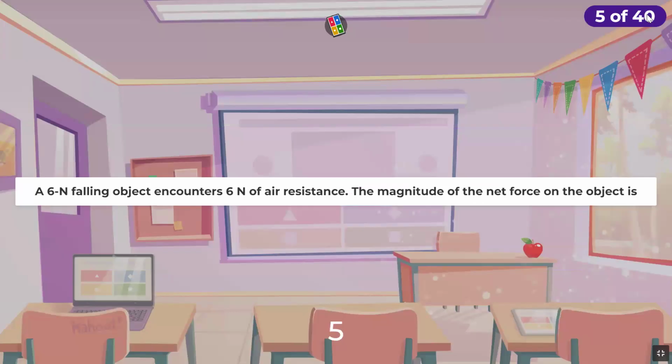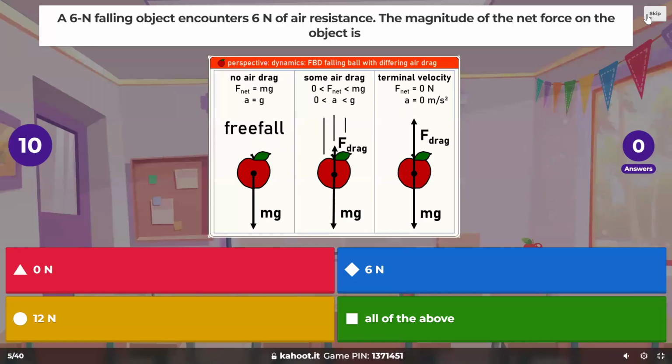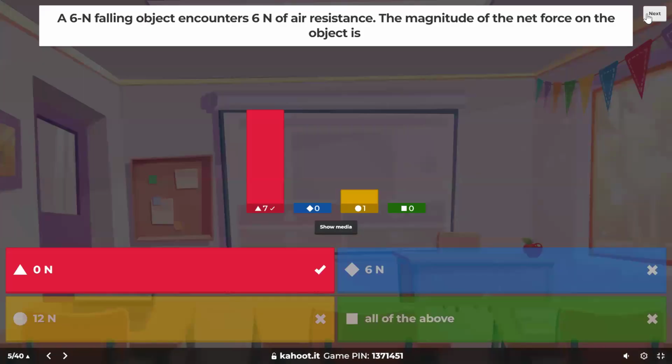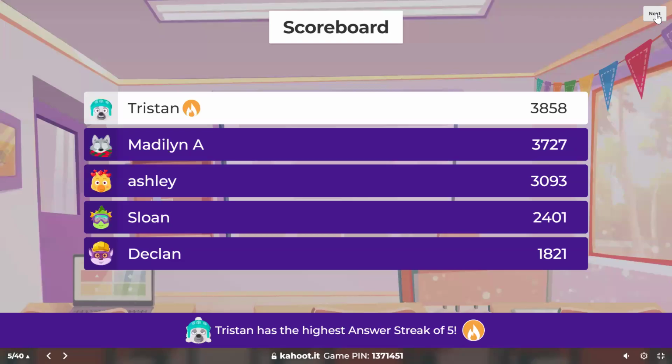Oh, there it is. A 6 newton falling object encounters 6 newtons of air resistance. The net force is 0 newtons. And that would be a terminal velocity scenario, right? It's moving, maybe really fast, but it's not speeding up anymore. So it just moves fast all the way down. Terminal velocity. Equilibrium.